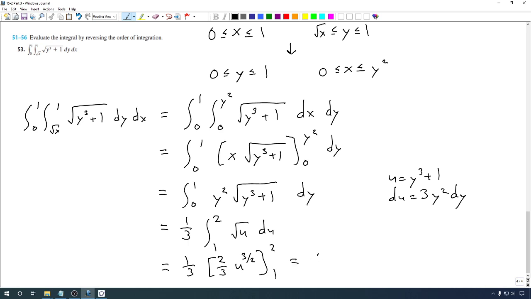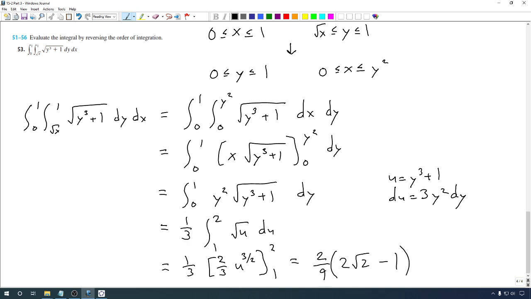So we end up with a 2/9 times. When we plug in 2 to the 3/2, I'm going to go ahead and write that as 2 square root 2. I mean, you could write it as 2 to the 3/2 if you like, but 2 square root 2 is a little bit nicer for me. Then we plug in 1. Well, 1 to the 3/2 is still just 1. And that is our answer.